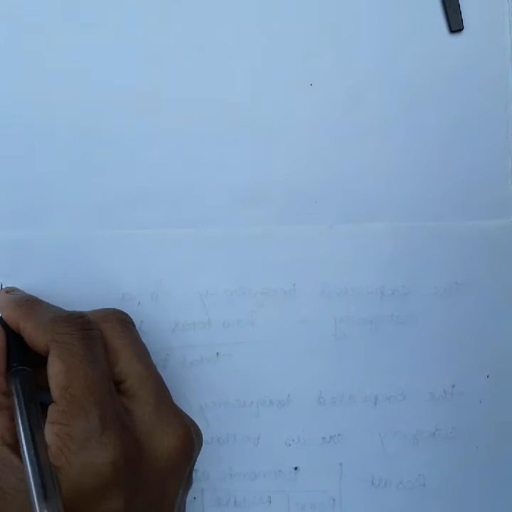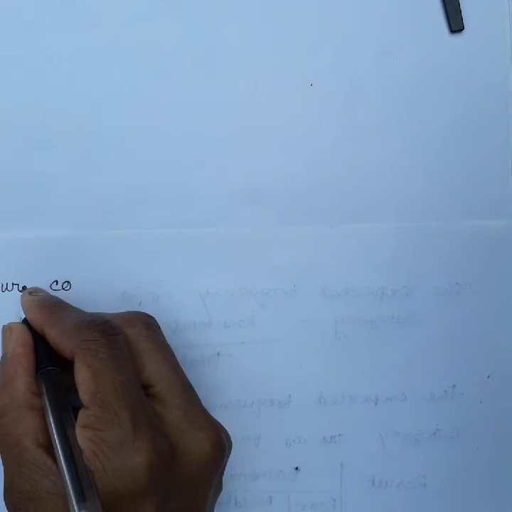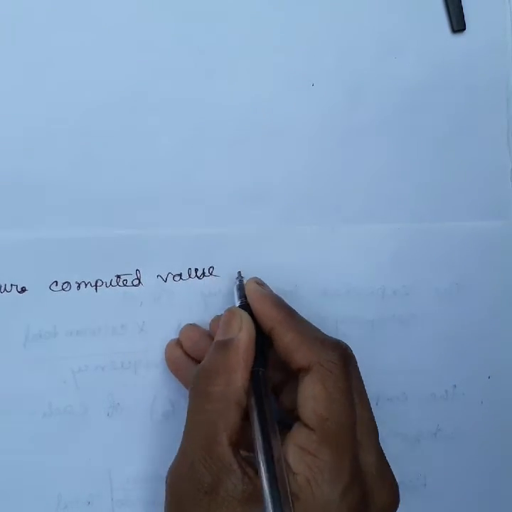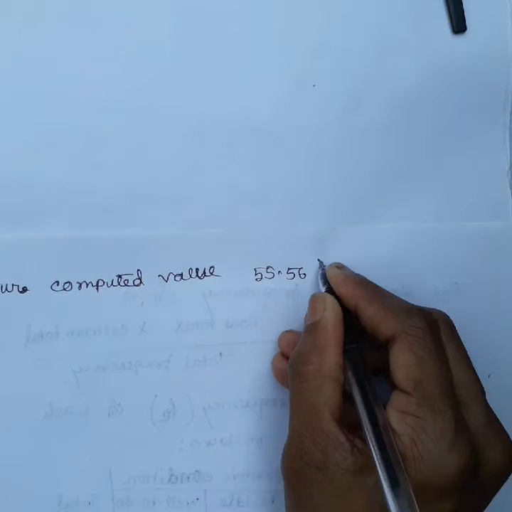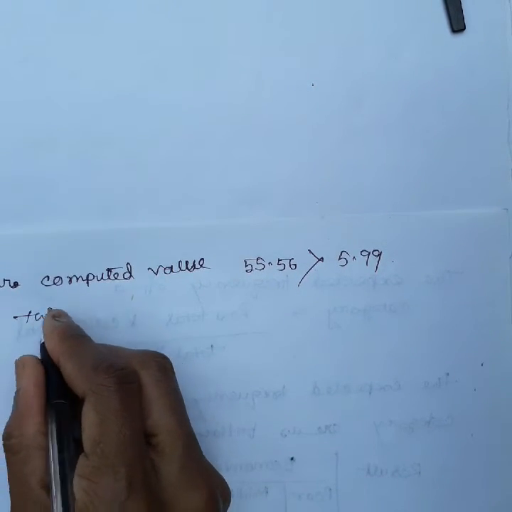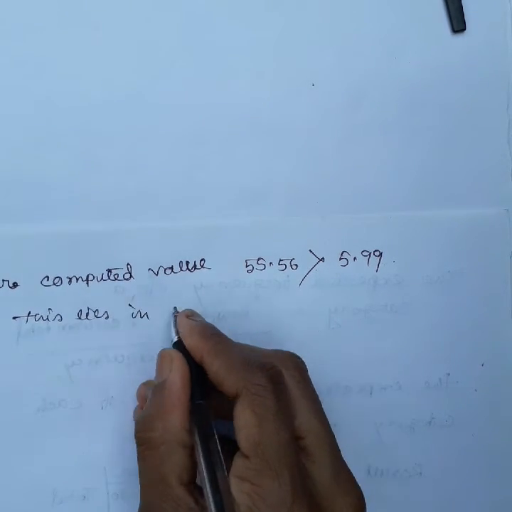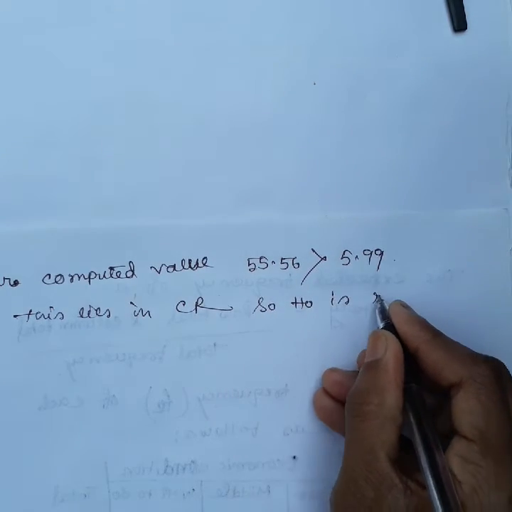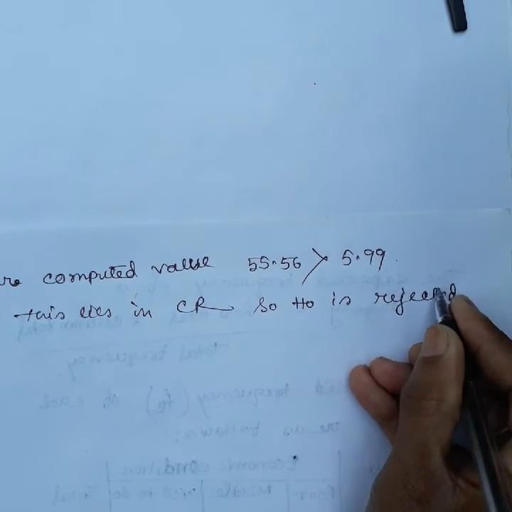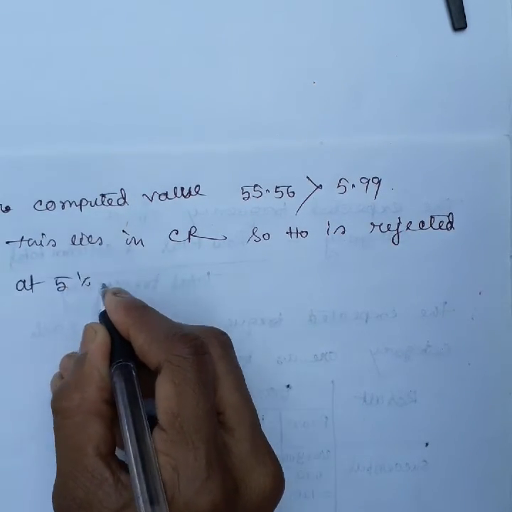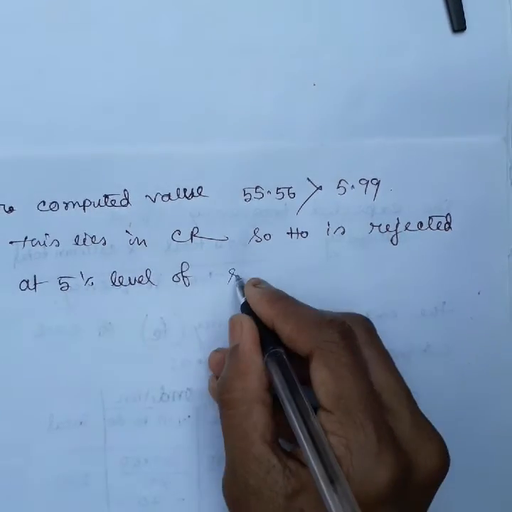Okay, and our computed value, that is 55.56, is greater than 5.99. So this lies in the critical region. So H0 is rejected as it is lying in the critical region at 5% level of significance.